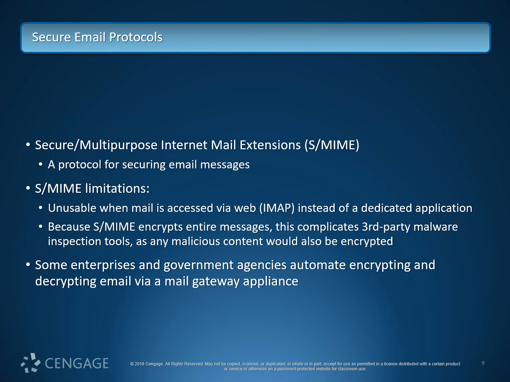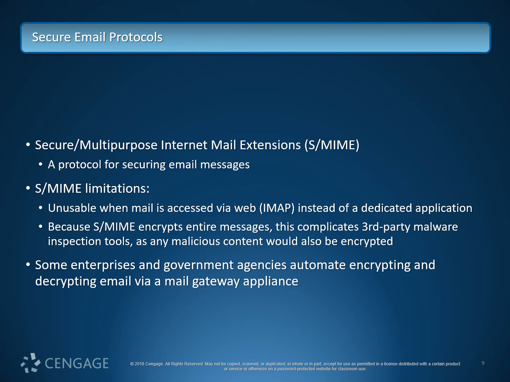Email. We talked about how email can be unsecured. So we've got a couple of different ways we can involve this. We've talked about mail gateways before, but we also want to make sure that we're paying attention to the software solutions as well. So there is a protocol called S/MIME, or Secure/Multipurpose Internet Mail Extensions, that we can use to secure email messages. Now, if mail is being accessed via the web with IMAP instead of a dedicated application, S/MIME will fail.